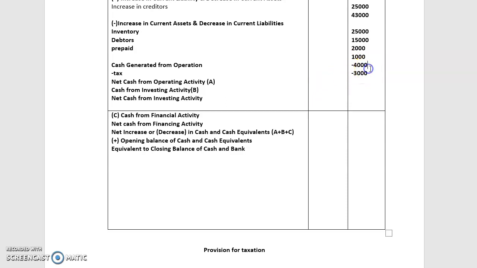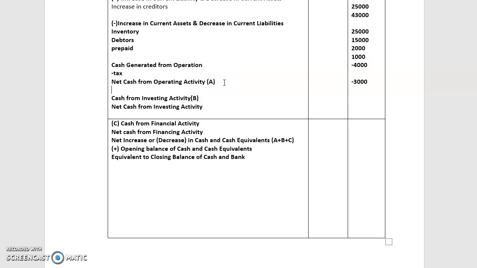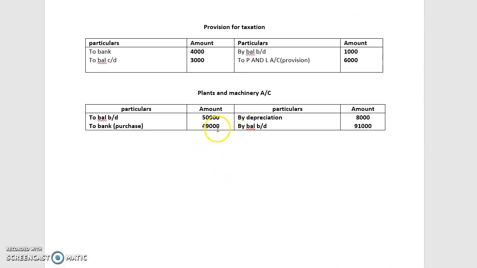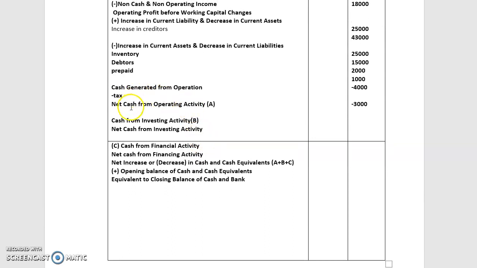This is the cash flow from operating activities, and the next process is cash flow from investing activities. If you have any doubts, please get clarity and you can watch the video again. This is the 3,000 cash flow from operating activities. Then cash flow from investing activities. You have only purchase of plant, that is 49,000. Please see, this is the one, 49,000. Purchase of plant, 49,000.